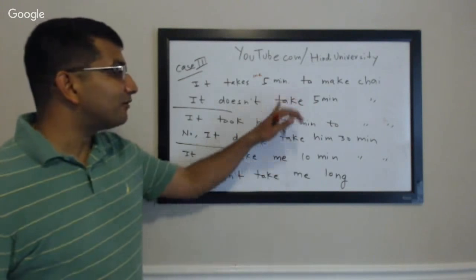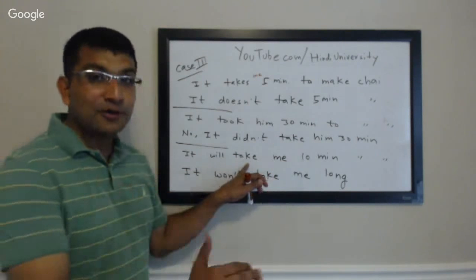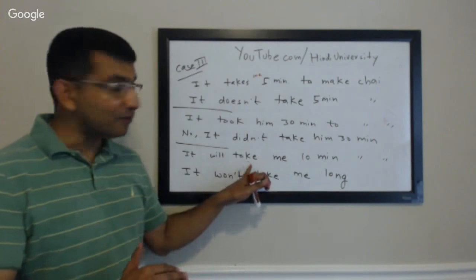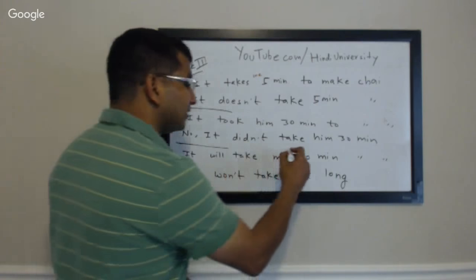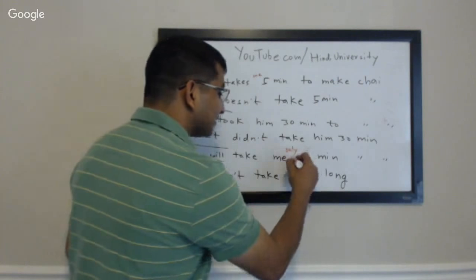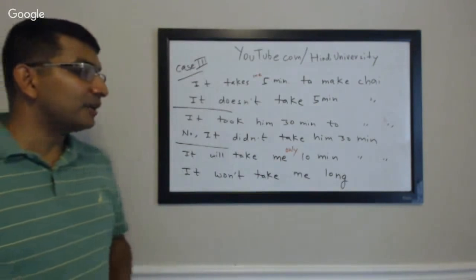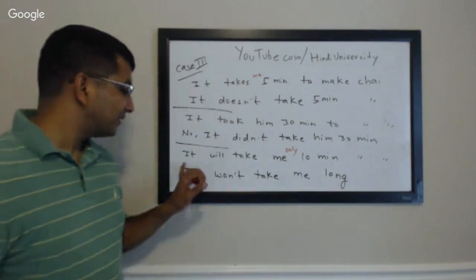Okay, now you come as a savior and you say, you know what, I'm gonna just forget about 5 minutes, 30 minutes. I'm gonna go make it. Okay, so let me make it better. It will take me only 10 minutes. It will take me only 10 minutes to make chai. How do you say that?